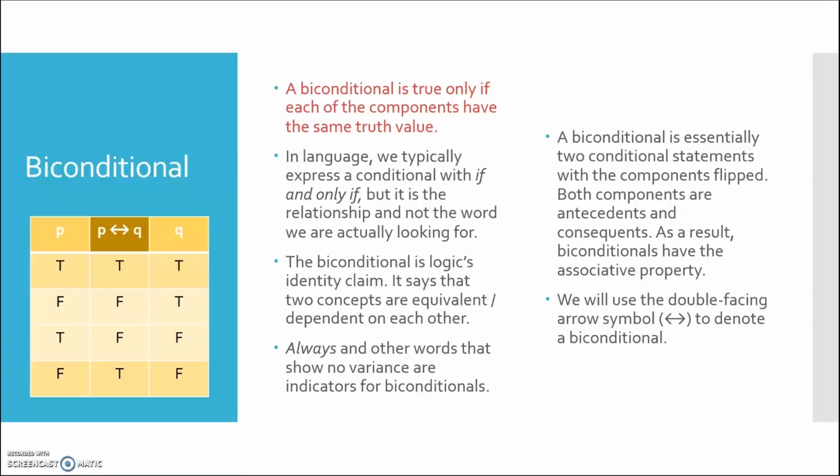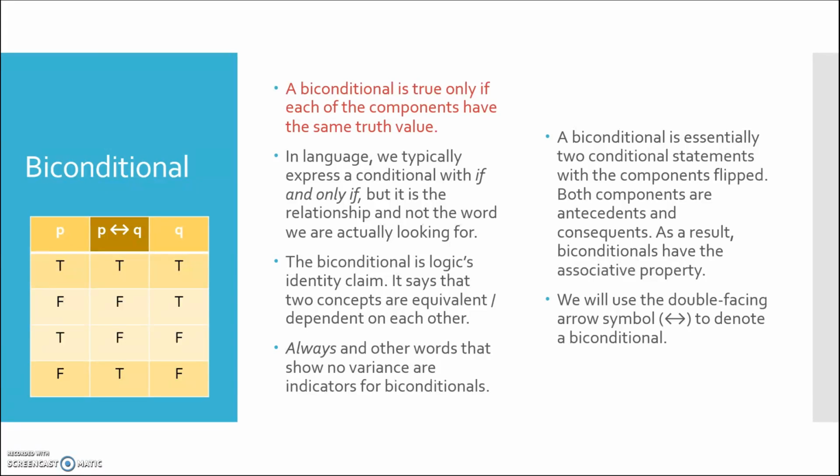Next we have a biconditional. A biconditional is true only if each of the components have the same truth value. In language, this is expressed as if and only if, but it is the relationship again and not the word that we are actually looking for. The biconditional is logic's identity claim. It says that two concepts are equivalent or dependent on each other. Always and other words that show no variance are indicators for biconditional.